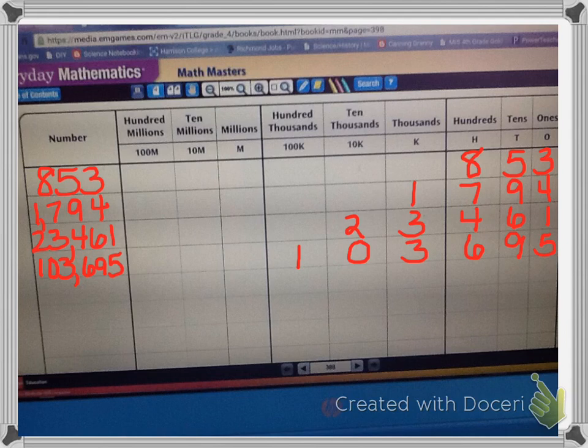So let's jump down to the last number, 103,695. If we start with the 5 and put the 5 in the ones column and the 9 in the tens, the 6 in the hundreds, the 3 in the thousands, and then we have that 0 we're going to place in the 10,000s, and the 1 goes in the 100,000s. So hopefully that makes sense to you. You're basically organizing those numbers and placing them in their correct spot on the place value chart.